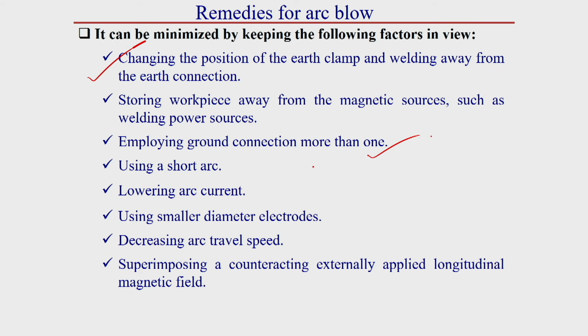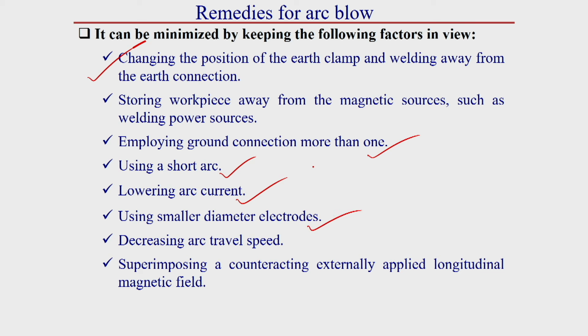Then employing a ground connection more than one, what I have told you, that means ground connection means earth connection more than one. Using a short arc, I already told you, generally a short arc gives a stable arc. So, once there is a stable arc, in case of a short arc the chances of deflection are also less. Then lowering the arc current also, if the arc current is less, then definitely the magnetic field intensity and other things will be less. So, there is less chance of arc deflection.